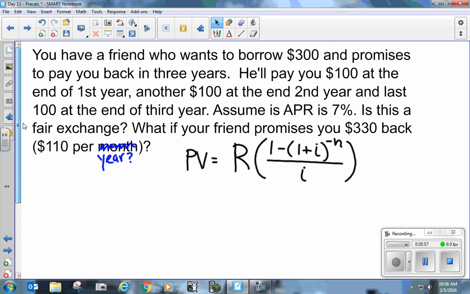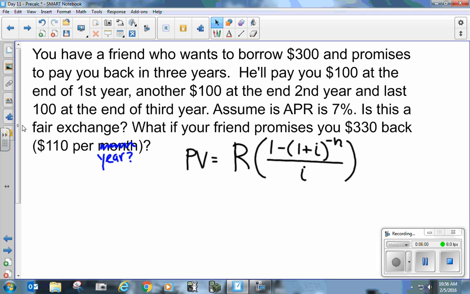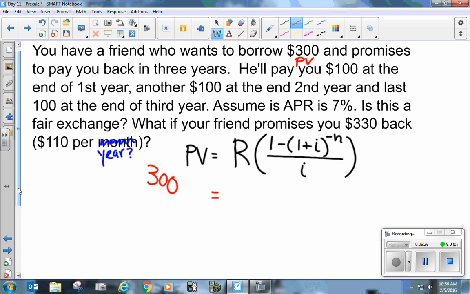So let's take some information from our word problem and see what goes where. A friend who wants to borrow 300 bucks, the amount he's borrowing, that's the present value of the money he's getting. If I want to buy a house and borrow 200 grand, that's the present value of 200 grand right now. He's borrowing 300. This is your present value, so this side should equal 300. Now, what is my R? It's 100, because that's his payments, his fixed payment. It's 100 bucks. So R is your 100 right there.